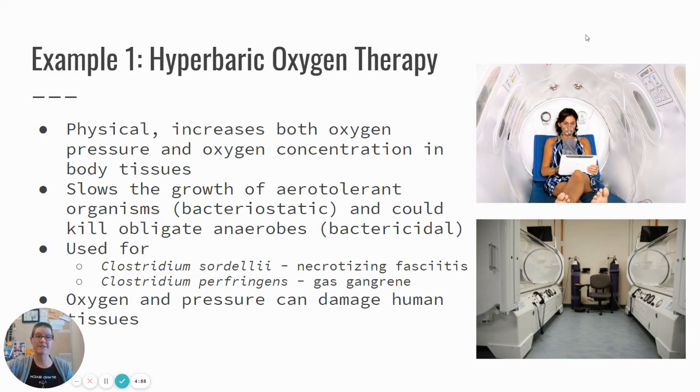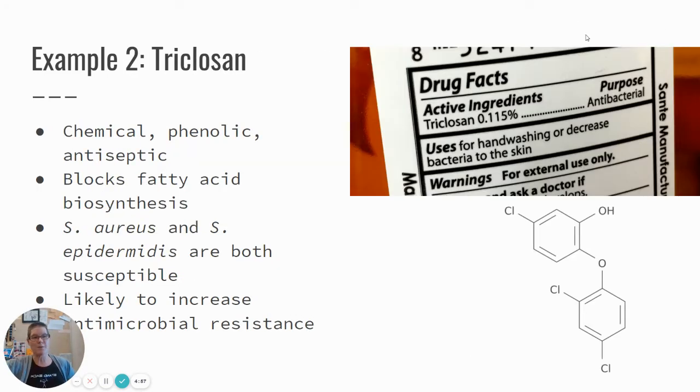All right, so now that was a physical method. A chemical method might include something like triclosan. Triclosan is a chemical that has been added to a number of substances nowadays. It is a phenolic. It has phenol rings in the structure. Here you can see the 2 phenol rings in the structure. It is considered to be an antiseptic, as in it can be used with human surfaces, but also inhibits bacteria.